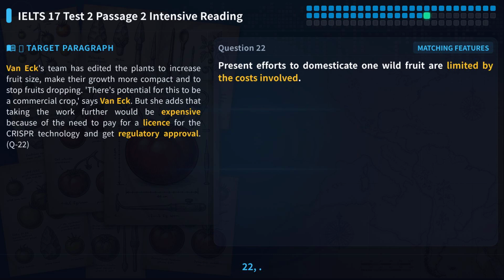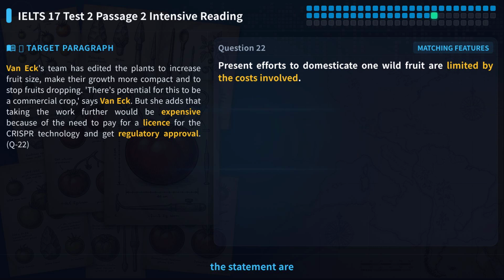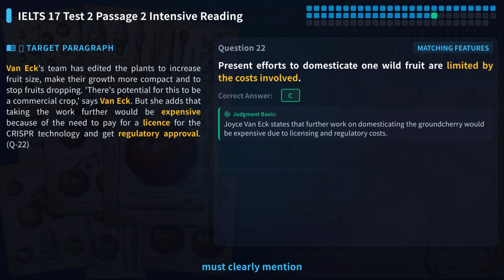Let's look at question 22. The statement says that the cost of licenses and regulations makes further work to domesticate a wild fruit very expensive. Please pause the video and choose the correct person from A to D. The key ideas in the statement are cost and expensive. The person we need must clearly mention that their research or domestication work is limited by costs.